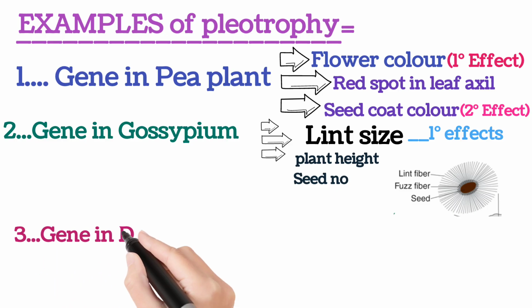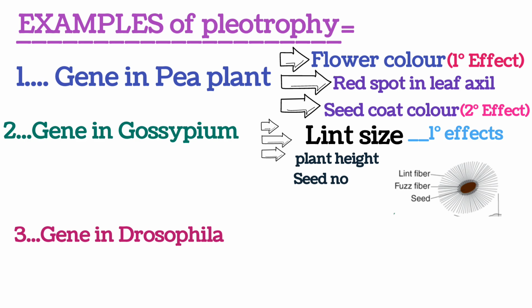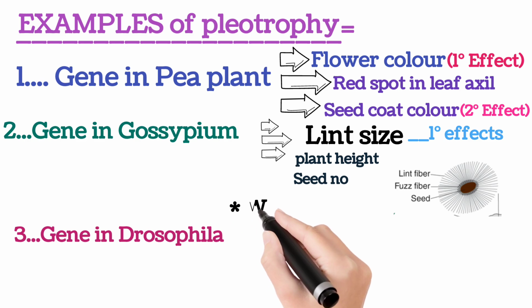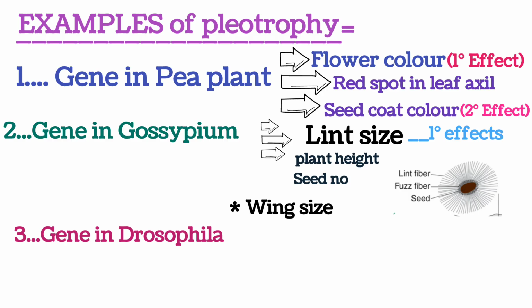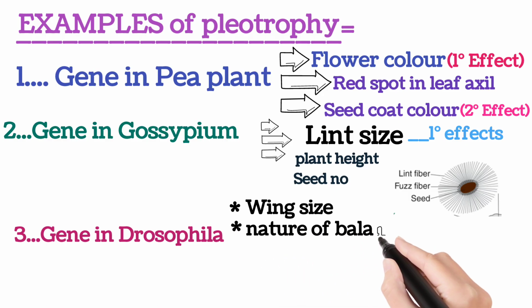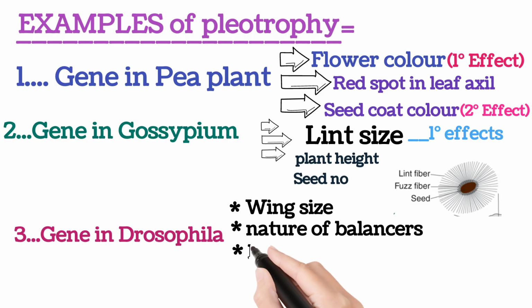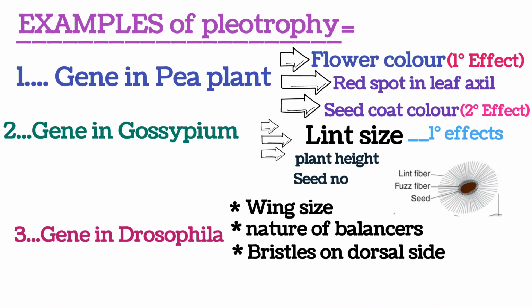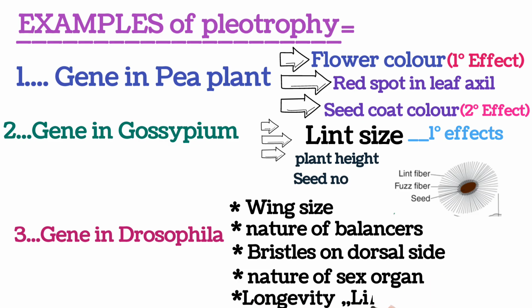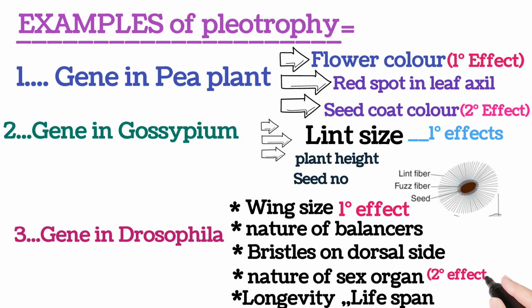Now there is one more good example, a gene in Drosophila. Here the gene acts as a pleiotropic gene because it controls many characters like wing size in Drosophila. We can write here nature of balancers in Drosophila, bristles on the dorsal side in the Drosophila, accordingly nature of sex organs, and one more character is longevity, meaning lifespan. Here the wing size gets more effect. We can say primary effect of the gene. The rest of the characters get secondary effect of the gene. So this is also a pleiotropic case.